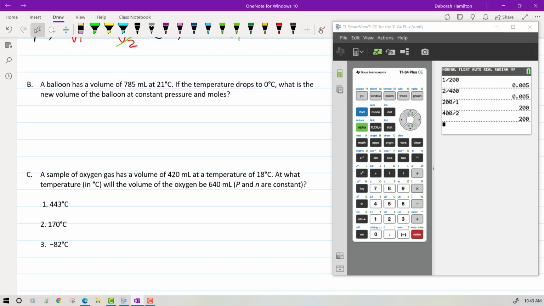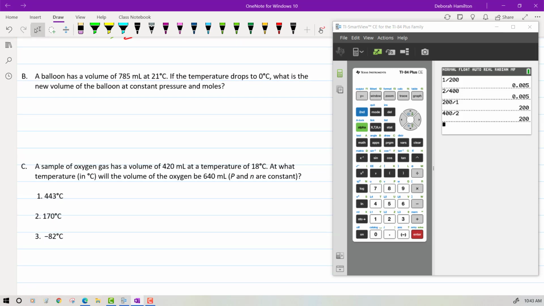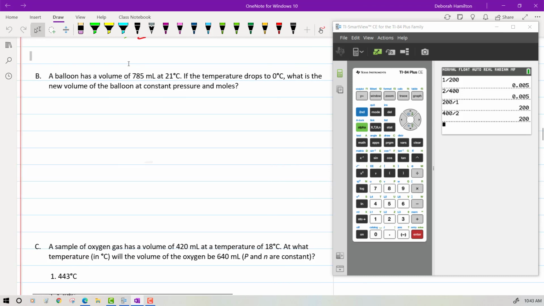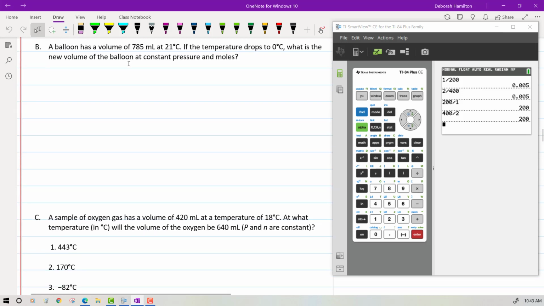Here's a balloon. We have a lot of balloons in this chapter. Let's assign some variables, but let me make some room before I do that. Just want to move it over a little bit. So V1, our volume, is going to be in black. Hopefully we'll be a little consistent there. 785 mLs. We want to assign the variables as we go. Temperature, we'll put that in red, equals 21 degrees Celsius.